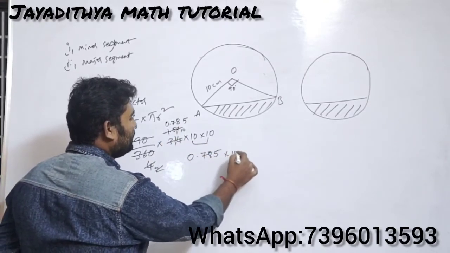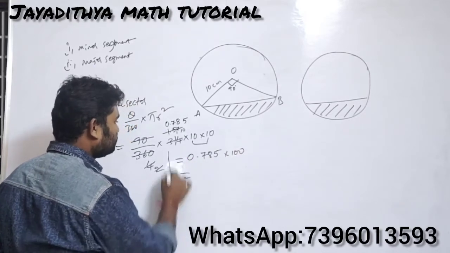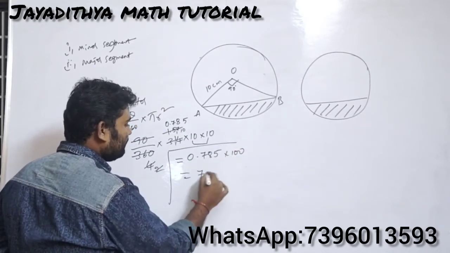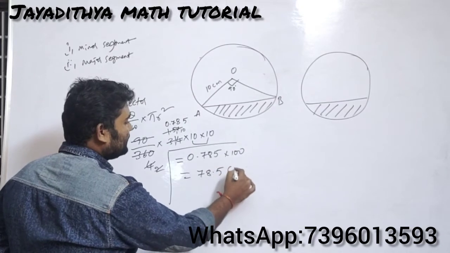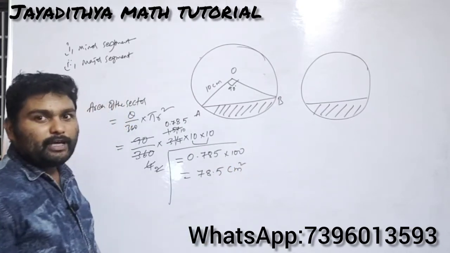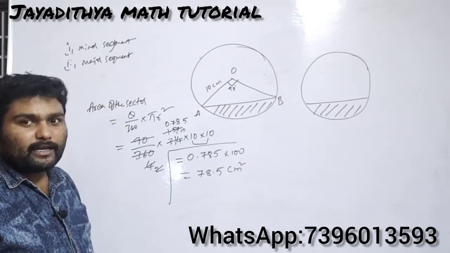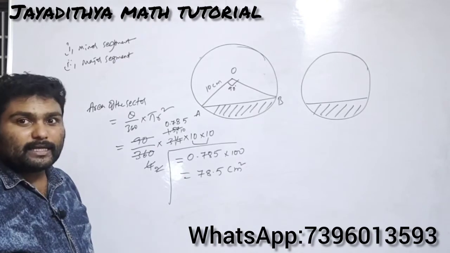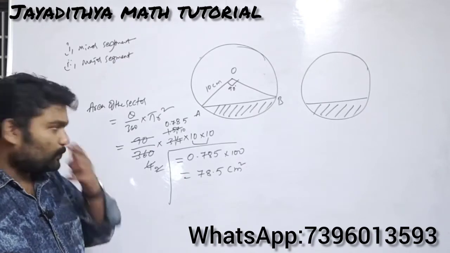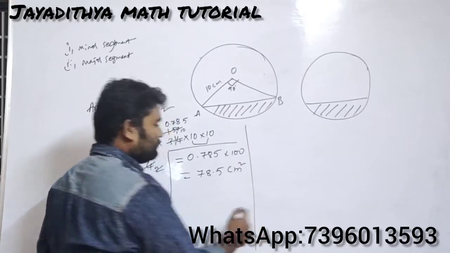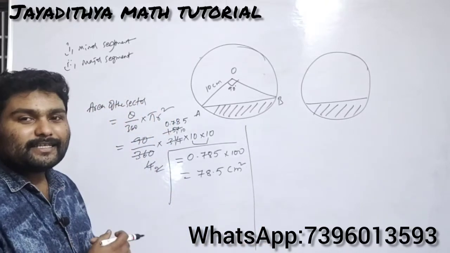0.785 into 100, which is equals to how much now? This is equals to 78.5 centimeters square. We are finding the area, so what units you will be mentioning there? You should mention square centimeters. Clear now? You should mention square centimeters. Okay, let us leave this one here. And what is the next step you need to do?